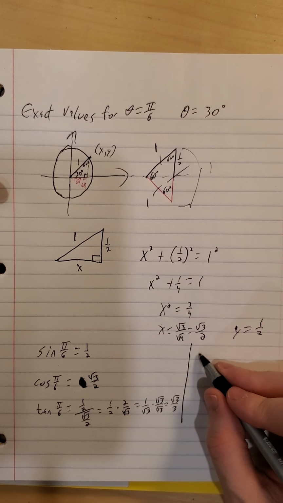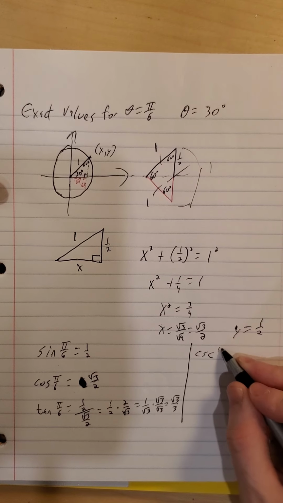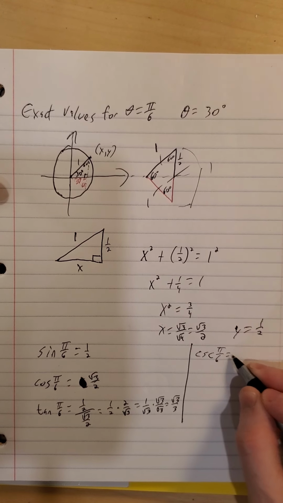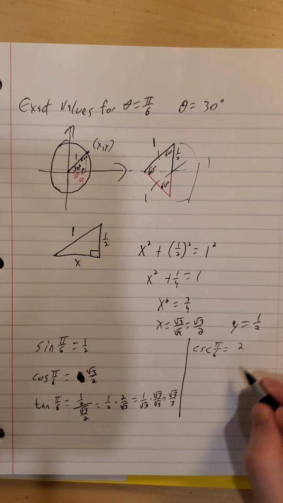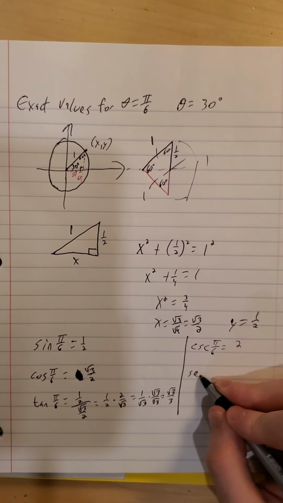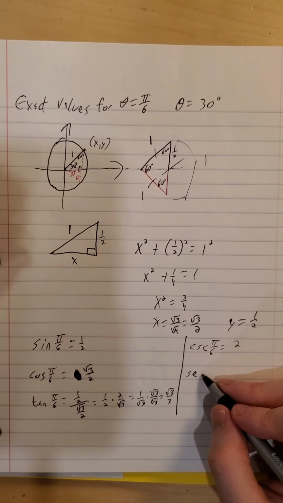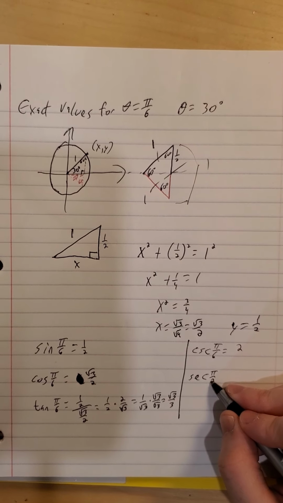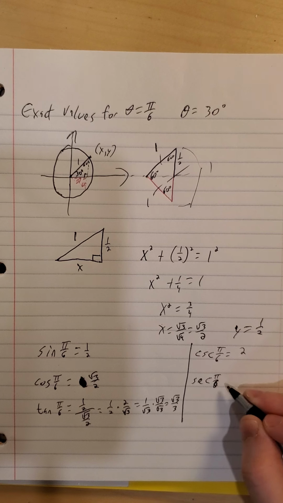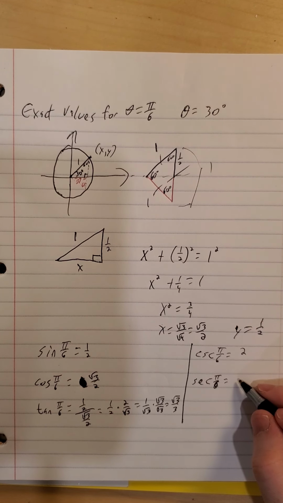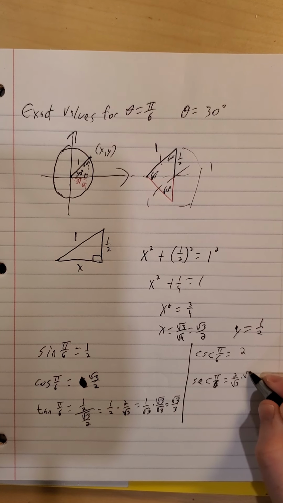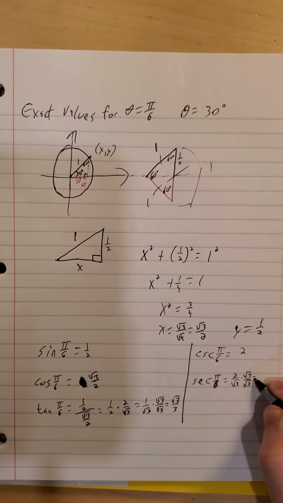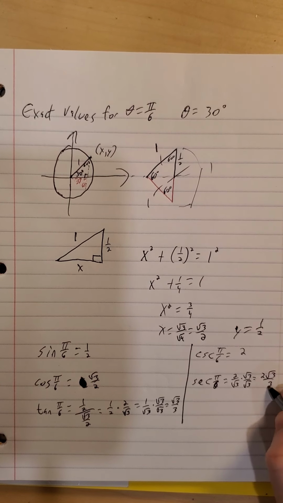Reciprocal of sine is the cosecant, and the reciprocal of a half is 2. Reciprocal of cosine is secant. So the secant of pi over 6 would be the reciprocal of root 3 over 2, which would be 2 over root 3. And again, we can rationalize that. So 2 root 3 over 3.